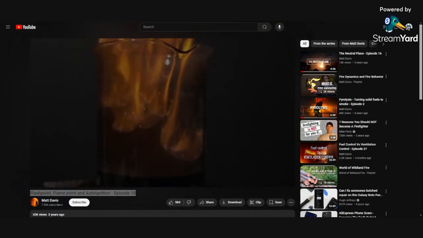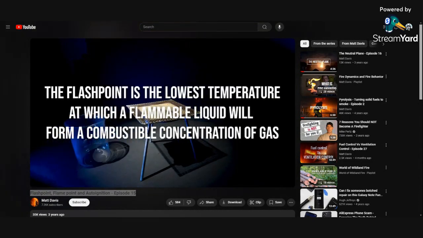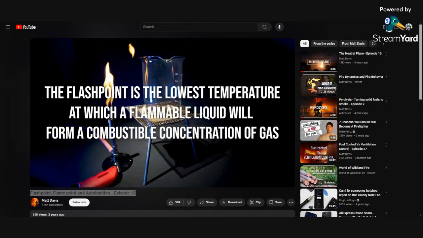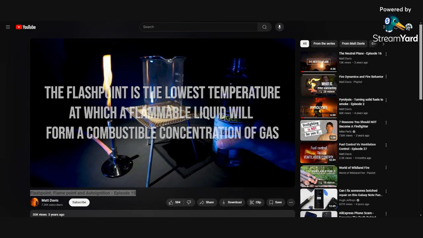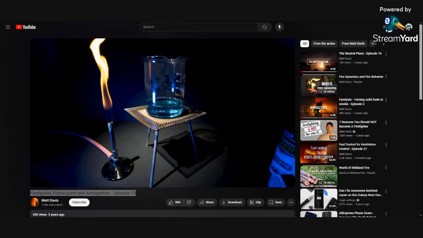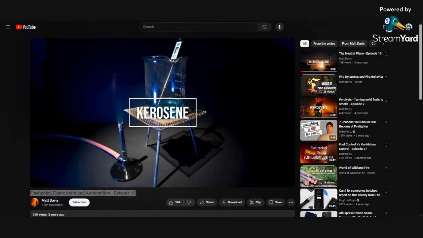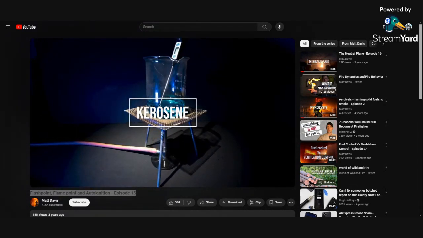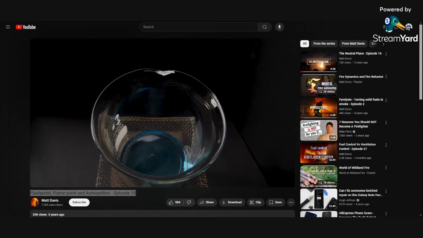Now, a definition for Flashpoint is the lowest temperature at which a flammable liquid will form a combustible concentration of gas. And for our experiment today, we're going to use kerosene. Now, the reason why we're using kerosene is because it has a flash point that varies between 37 and 65 degrees Celsius, depending on the grade of kerosene that you're actually using.